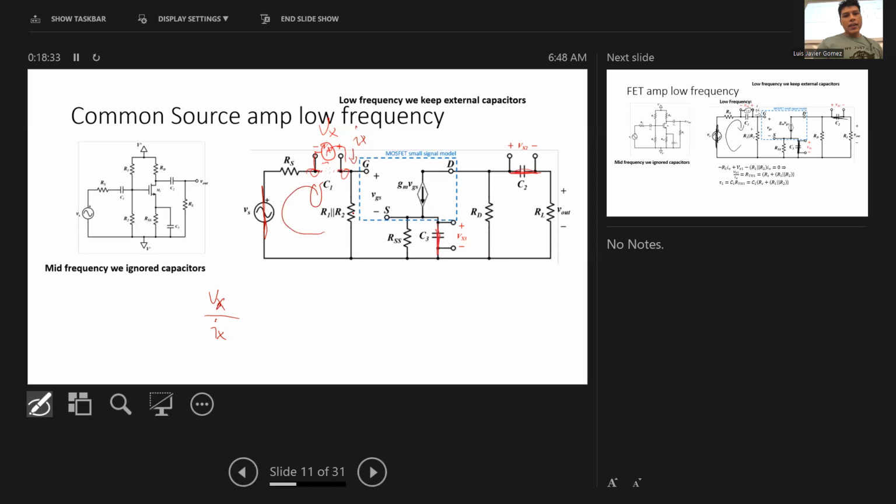Okay. So in this particular case, I can just look at this loop equation. First of all, Ix flows through here. Ix flows through here. So that means negative Rs Ix, which is the voltage from here to here, plus Vx, which is the voltage from here to here, minus Ix times R1 in parallel with R2, has to be equal to zero. So I just did KVL around this loop here. Is this KVL equation clear? Yeah. Cool.